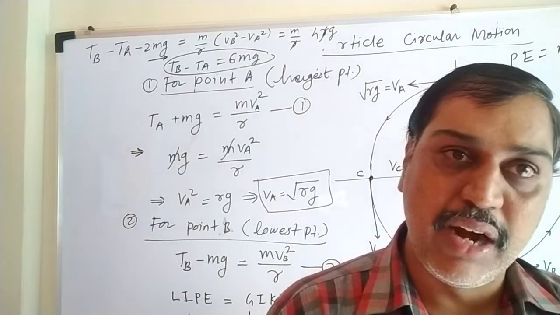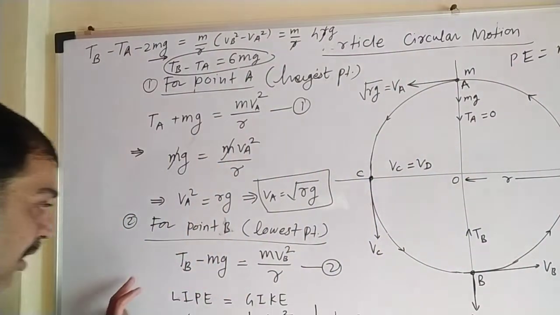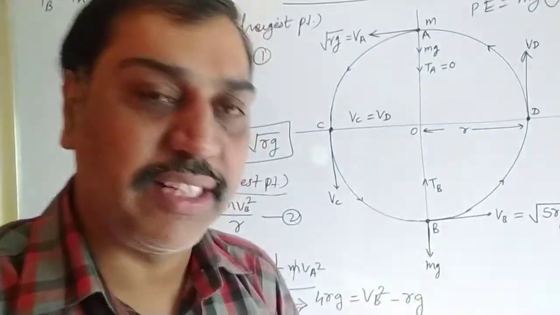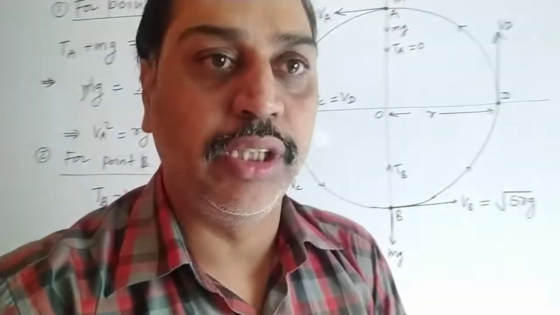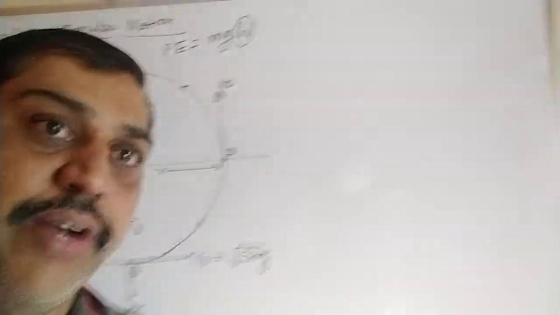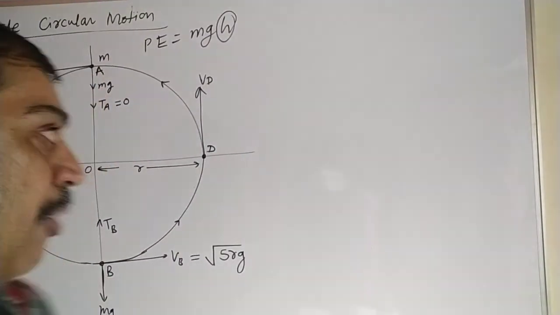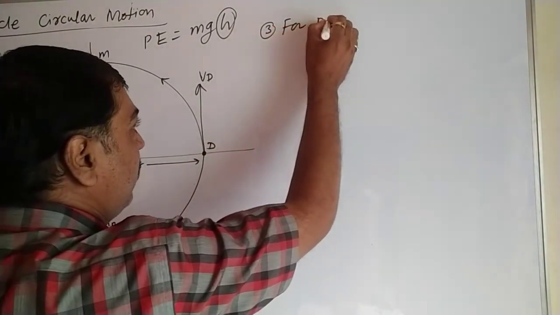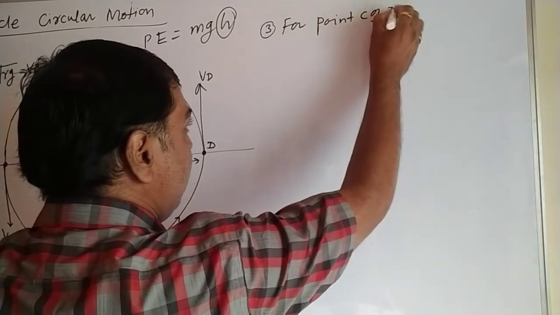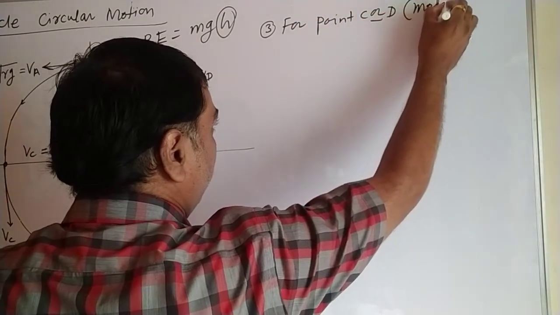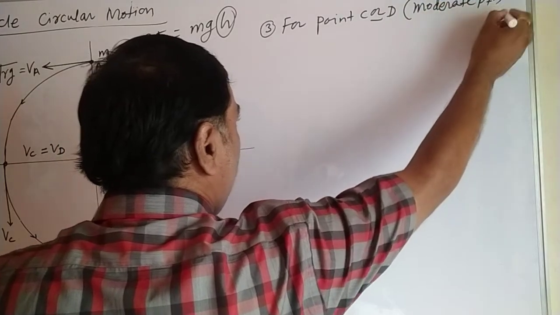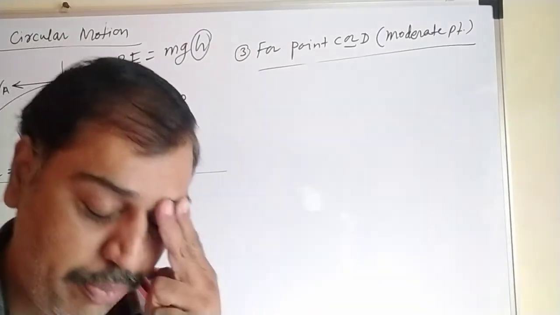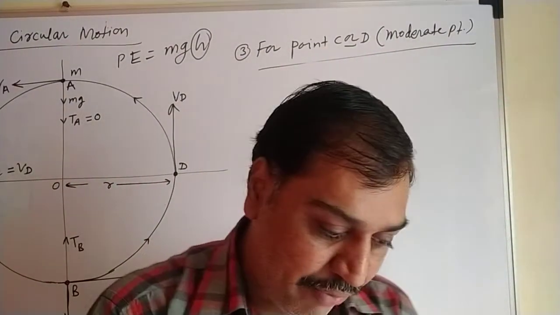Apart from this, similar to point B, we now have to determine the equation for the velocity of the particle performing circular motion at points C and D. So let's start with the equation at point C. I will write here the third topic: point C or D, which is said to be the moderate point. At the moderate point, what is the velocity of the particle that we have to determine here?